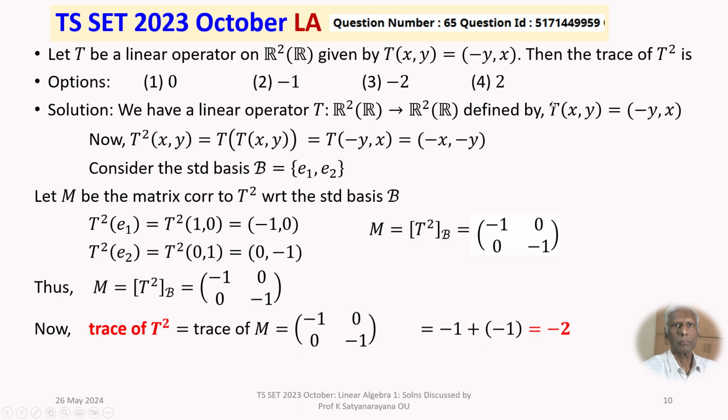Minus 2. Let's look at our options. So this is appearing against option 3. Therefore, the answer to this question is option 3. And that is the detailed discussion of the 4 questions 61, 62, 63 and 65 from the section Linear Algebra that have appeared in the TS SET, Telangana State SET exam in October 2023. In that paper, these 4 questions were there with these numbers.